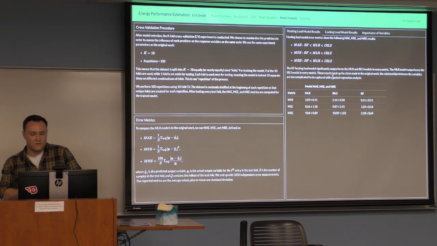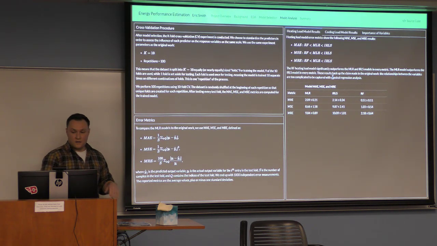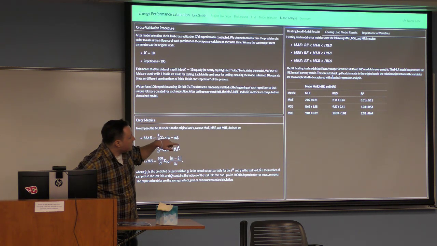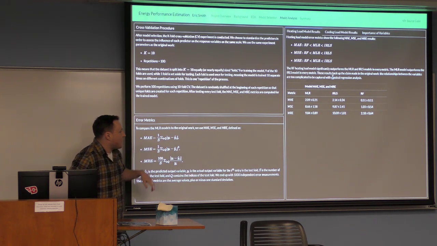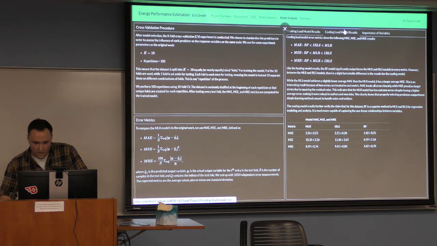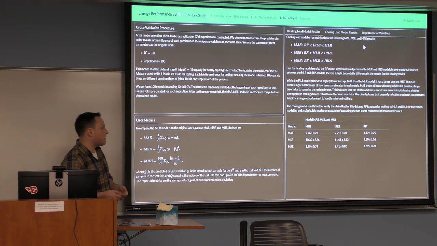RF does significantly better than the MLR model and the IRLS model. What's interesting is the MLR model does a little bit better in MAE, a bit better in MSE and MRE than the IRLS model. For cooling load, it's kind of the same result, but there's a little nuance.